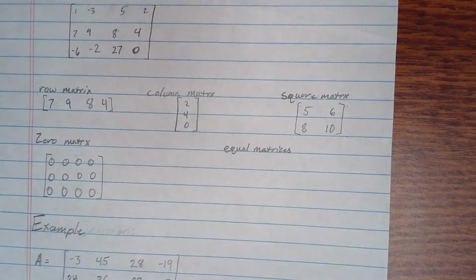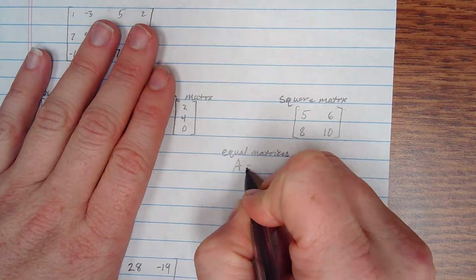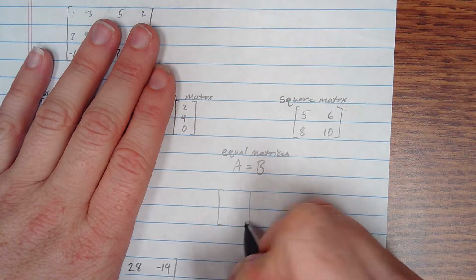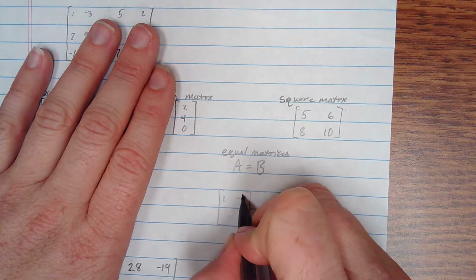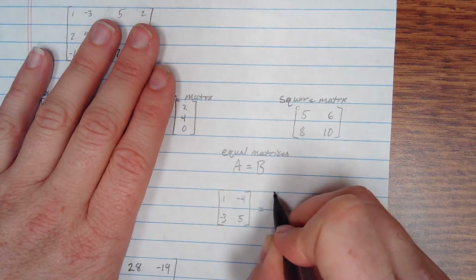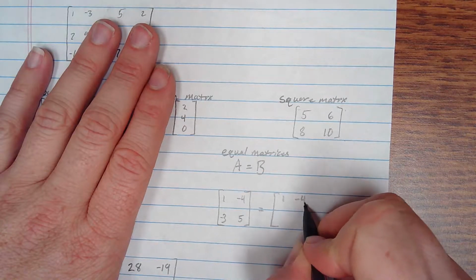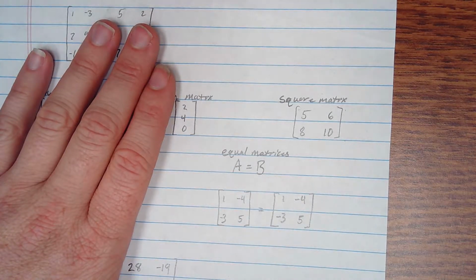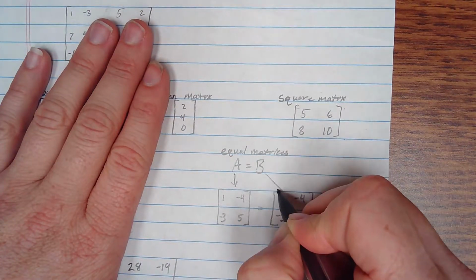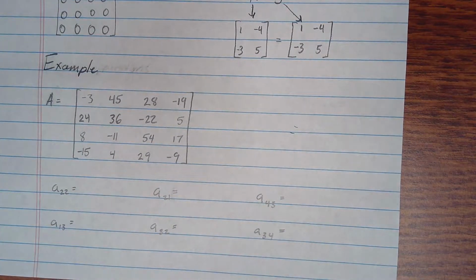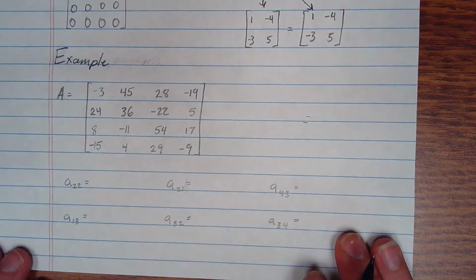Now, if you have two equal matrices, this means every element is the same. So if I have A equals B, that means whatever A is, so if I say 1, -4, -3, 5, B has to be the same thing. 1, -4, -3, 5. Every element must match. This is only true if every element matches. So let's do a real quick example, and then we'll get to adding and subtracting and multiplying by a scalar.